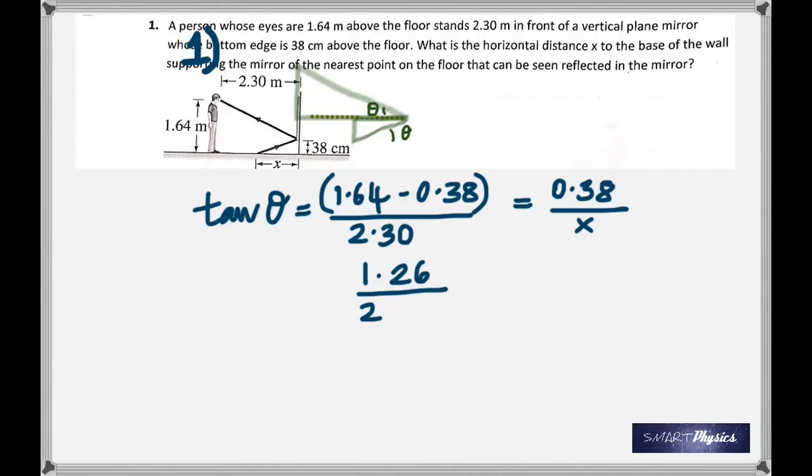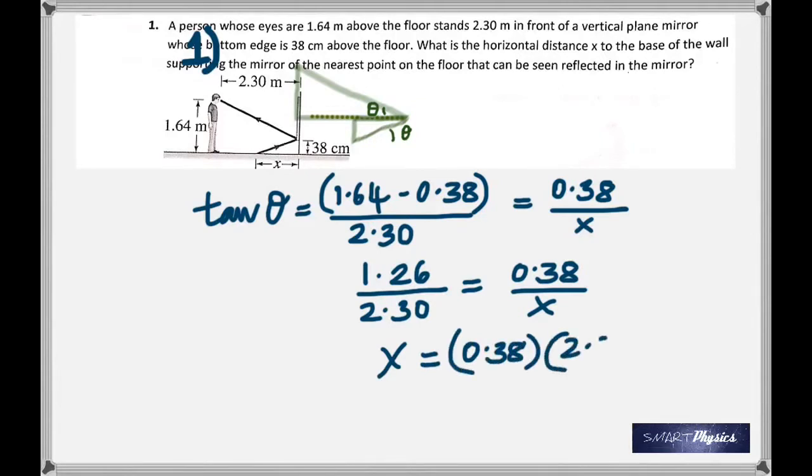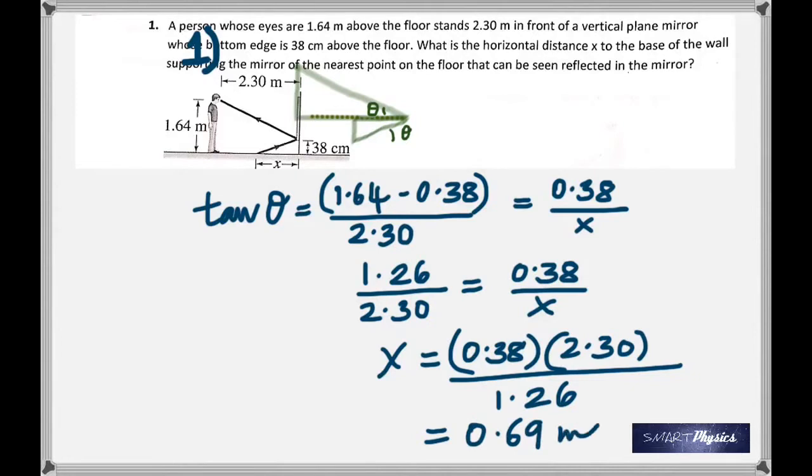Actually, there's another formula for tan theta, which is 0.38 by x. So tan theta can be written in two ways, one from the bigger triangle and the other from the smaller triangle, and they are put equal to each other. We know that both those angles are theta because the angle of incidence is equal to the angle of reflection. After that, it's just rearranging to calculate x, which gives us 0.69 meter.